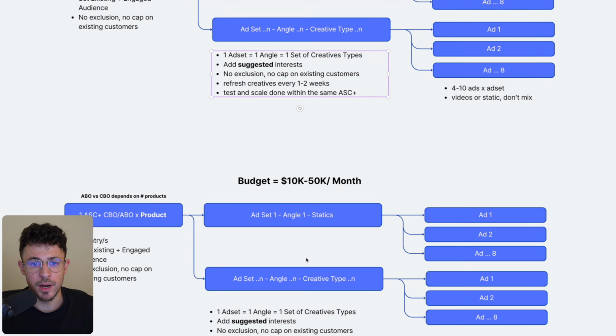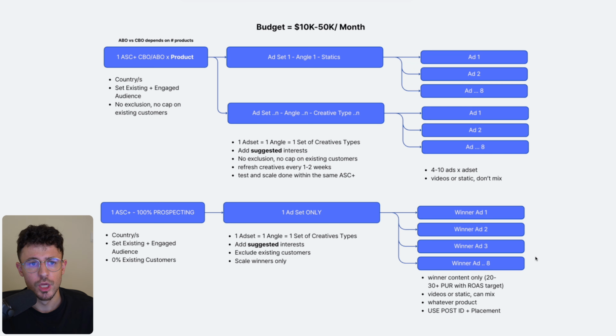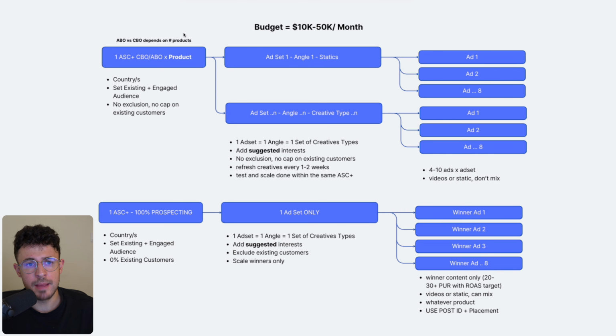Then the second part, which is when you start increasing the budget more, or if you're already spending this money, then this is also for you. So the ABO or CBO setup depends on the number of products, because you need to understand that each single campaign should have enough budget to ideally exit the learning phase when you're increasing the budget. In this case, you can target 1 or more countries, depending, of course, on where you're selling. You need to set, of course, existing and engaged audience, no exclusion, no cap on existing customers. Again, here you can exclude 7 to 14 days buyers.